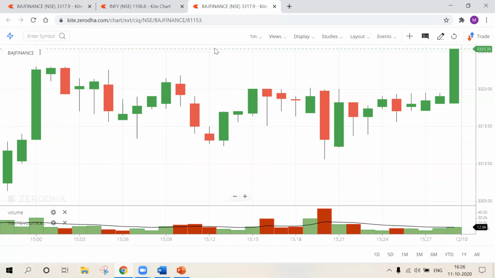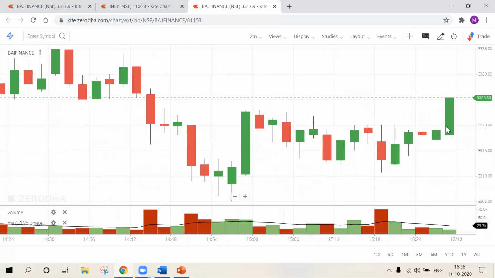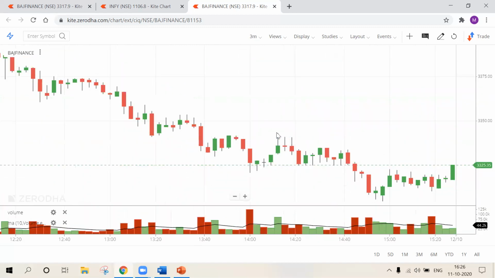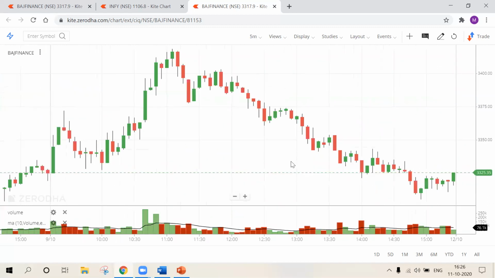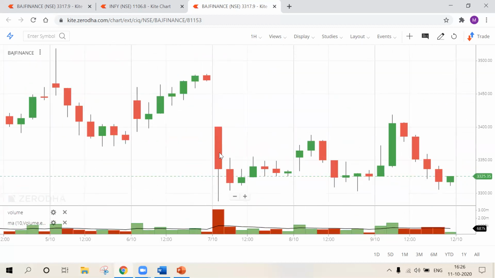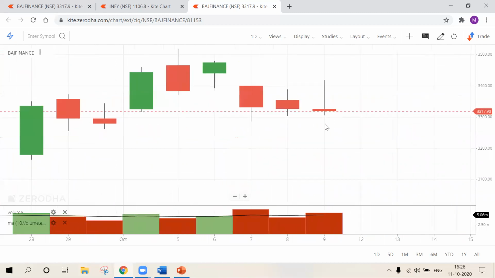Okay, so when I switch to 2 minutes, that means every candle is formed in 2 minutes. When I switch to 3 minutes, each candle takes 3 minutes to form. If I select 5 minutes, each candle will be formed in 5 minutes. If I select 1 hour, each candle will be formed in 1 hour. If I select 1 day, each candle will be of 1 day.